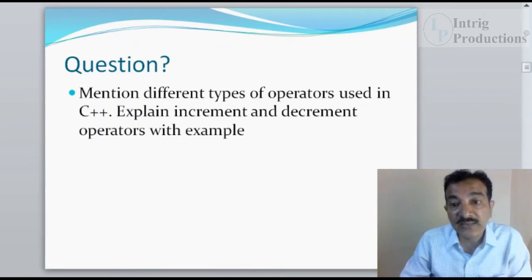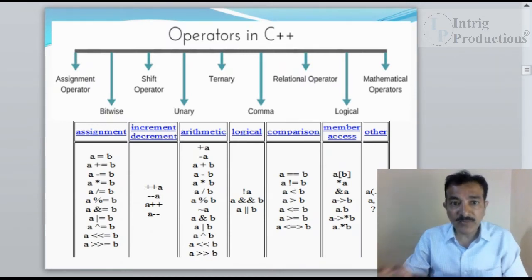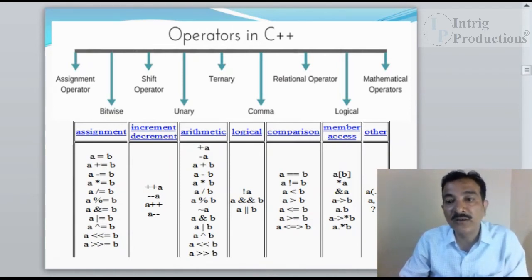Mention different types of operators used in C++. Explain increment and decrement operator with examples. So let us see what are the different types of operators. In C++ you have assignment operator, bitwise operator, shift operator, unary operator, ternary operator, comma operator, relational operator, logical operator, mathematical operator. So these are the different operators that you have in C++.